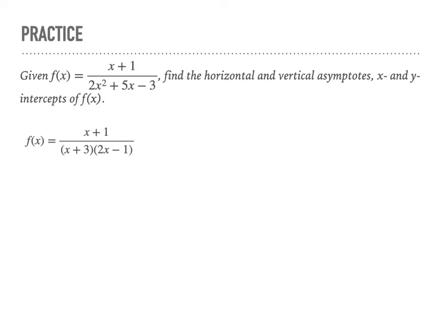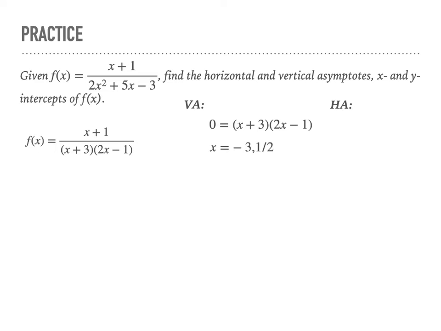As we can see, we can factor the denominator, which gets us x plus 3 times 2x minus 1. Now, the vertical asymptotes is where the function is undefined, and the function is undefined when the denominator is equivalent to 0. So we simply set the denominator equal to 0, and from the zero product property, we can determine that the vertical asymptotes are x is equivalent to negative 3 and x is equivalent to 1/2.